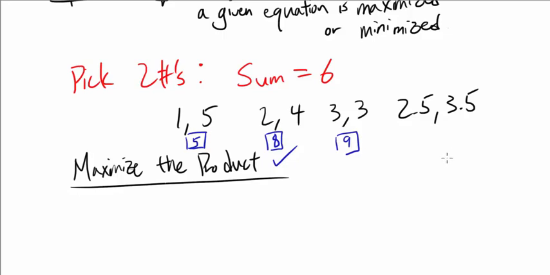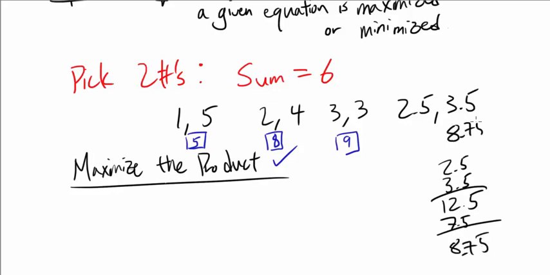Actually, since we have 2.5 and 3.5, let's multiply them out and see what we get. Let's not mess up this multiplication. 8.75. So we have 8.75 for 2.5 and 3.5. From the list that we have, it seems like 3 and 3 gives us the largest product. But there are infinitely many values that we can test out. So this certainly doesn't mean 3 and 3 is necessarily the answer to this question. We somehow have to prove it mathematically.